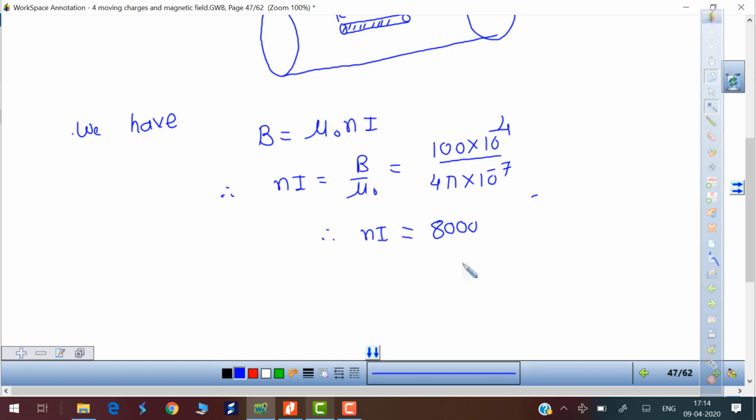Understood? Okay. So how can we manage to get this 8,000? This is our basic: I should have nI equal to 8,000. So what should be the value of n and what is the value of I? I can apply current up to 15 ampere.